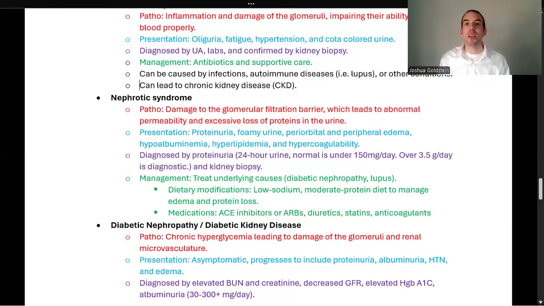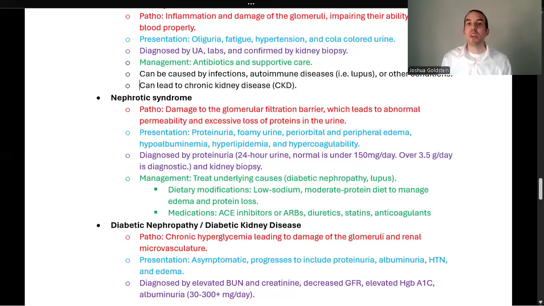So normal urine is going to have protein loss of less than 150 milligrams in a 24-hour period. You're going to have 20 times that. 3.5 grams per day is going to be diagnostic for proteinuria. But let's not jump ahead. The presentation is going to be proteinuria. Again, we can easily catch that on a UA, on a urinalysis.